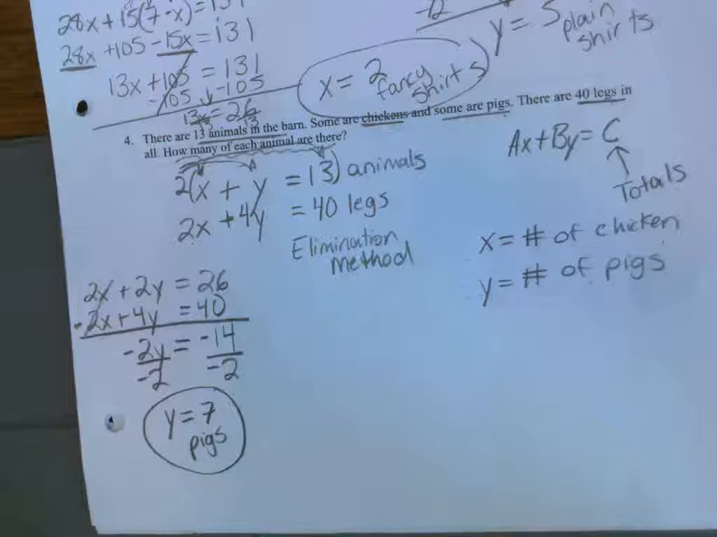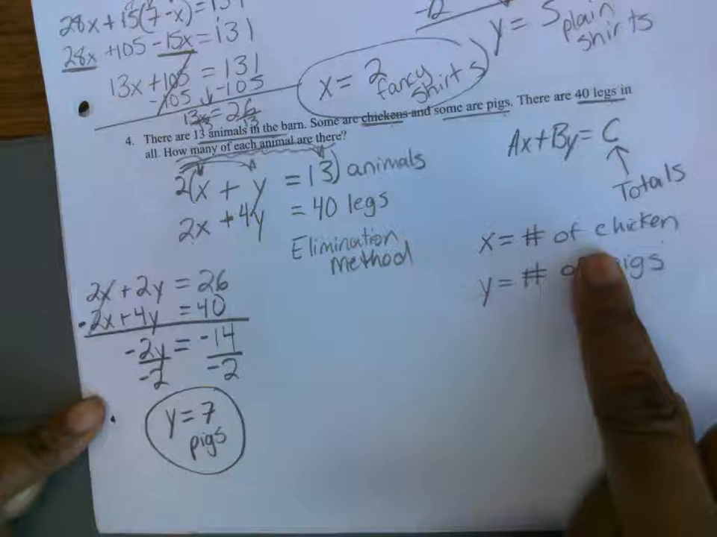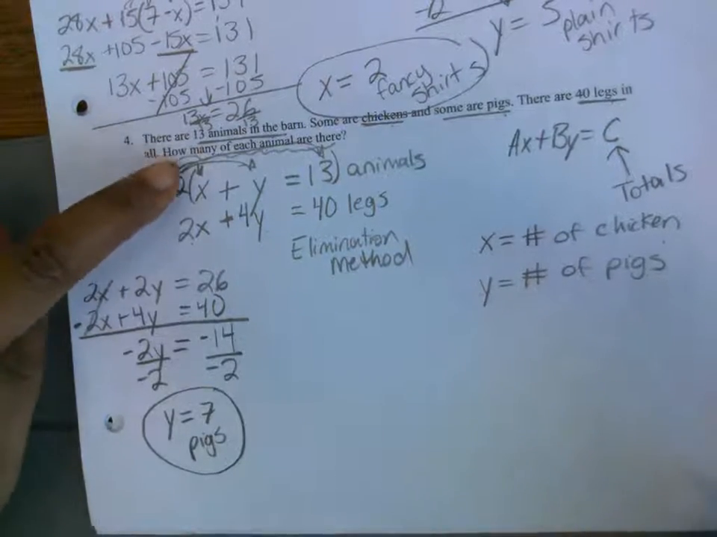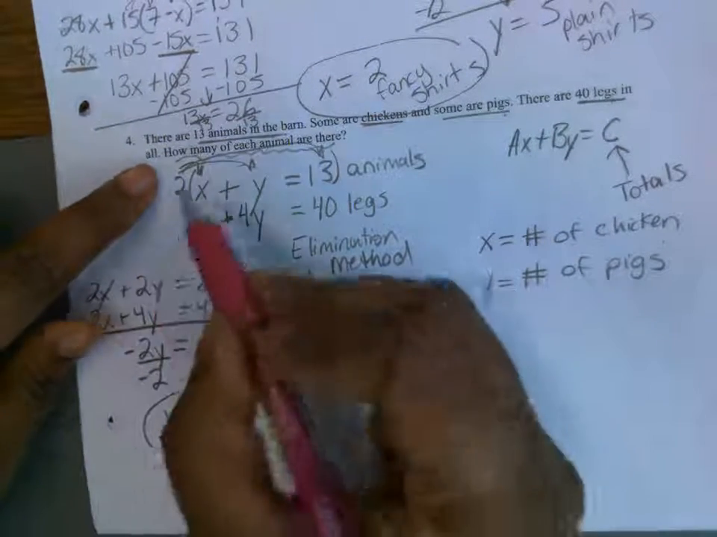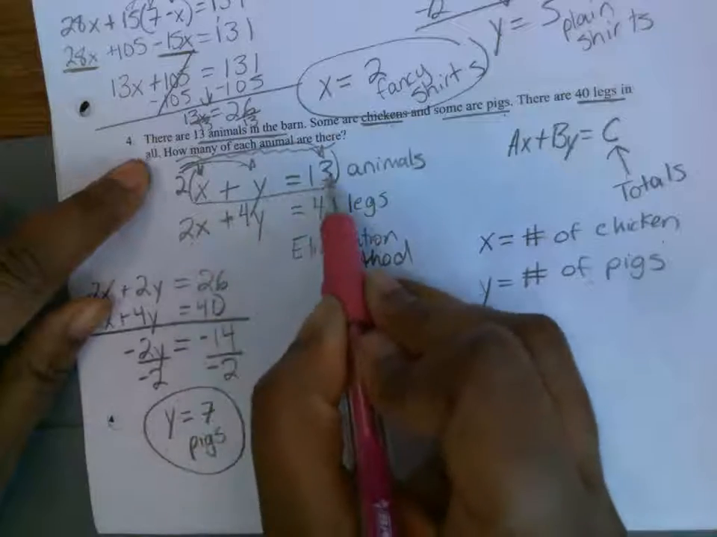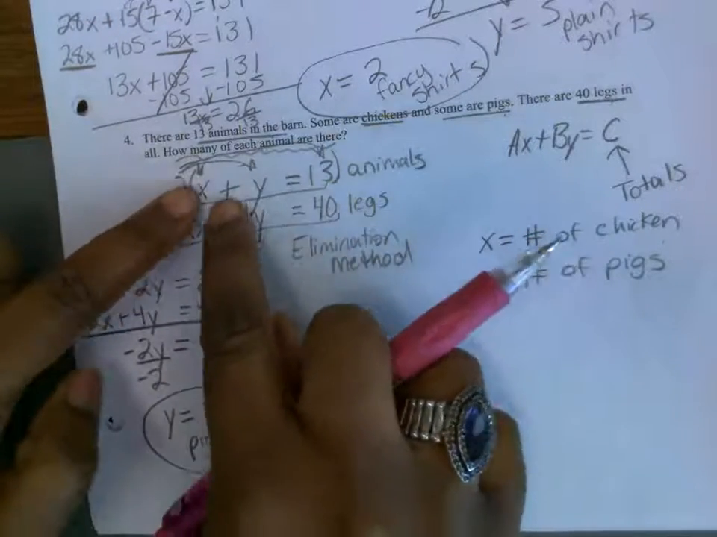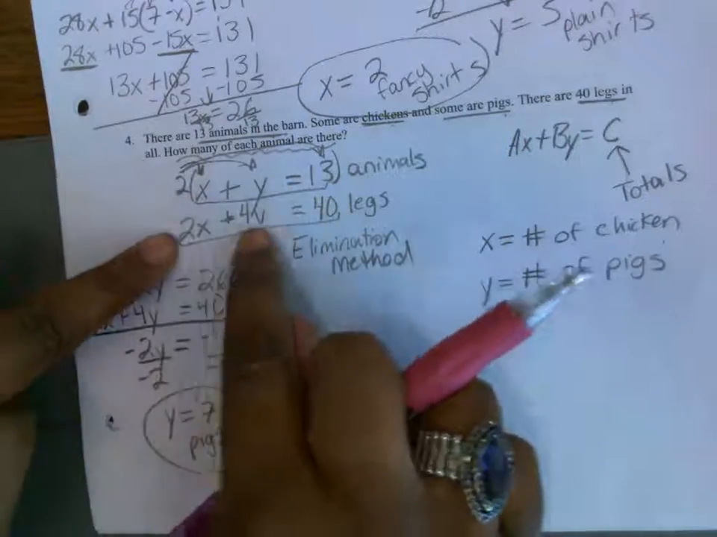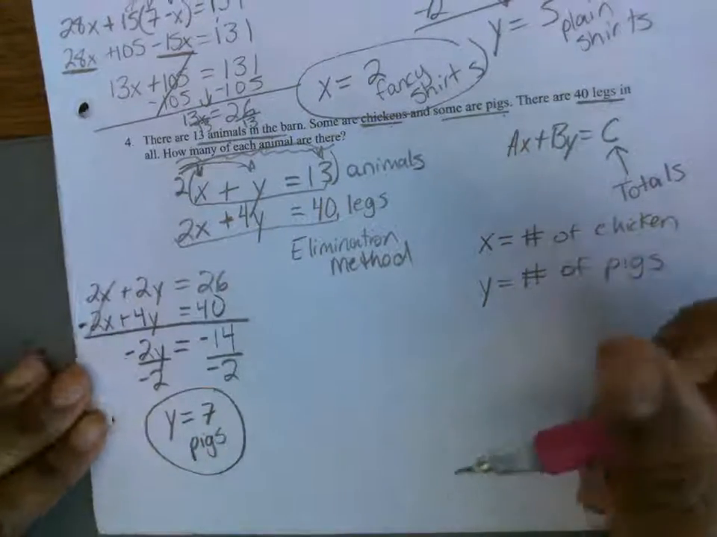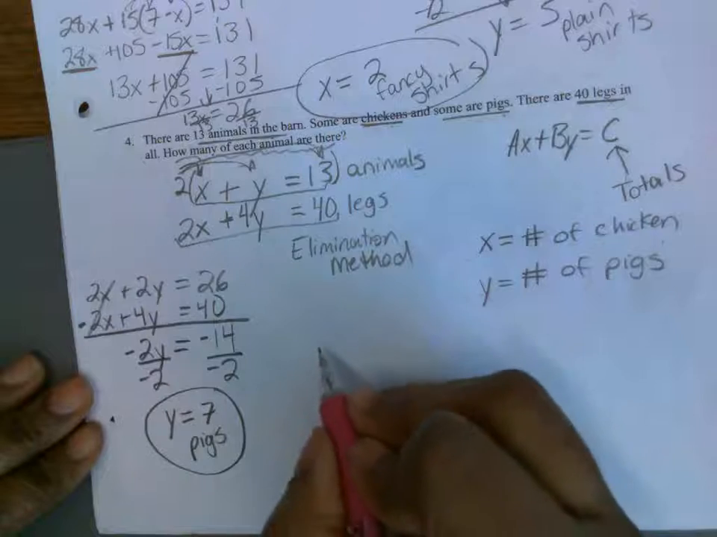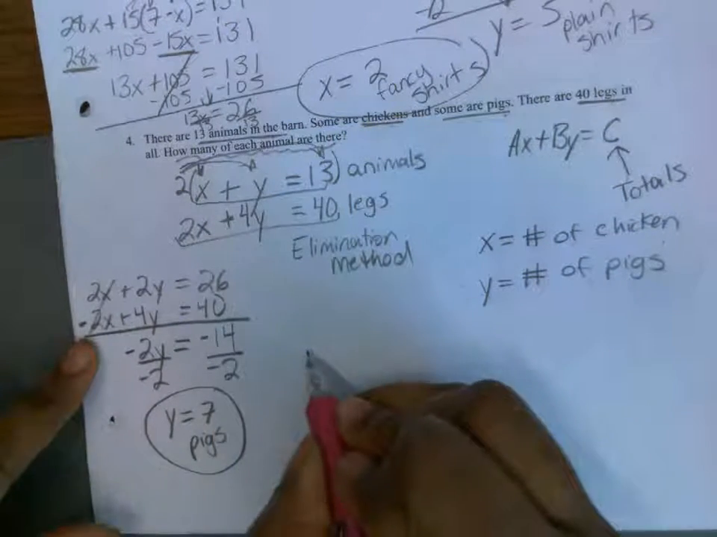So now I need to figure out the value for x. How many chickens are there? Which equation do you feel is going to be the easiest to substitute into, the original first equation here or the second equation? Which equation do you want to use? Yeah, that's what I think too. So we're going to go with that original first equation.